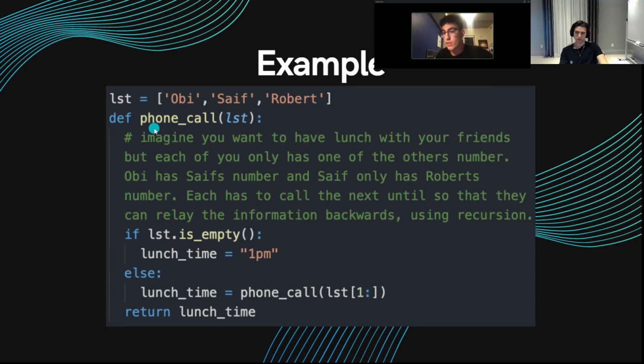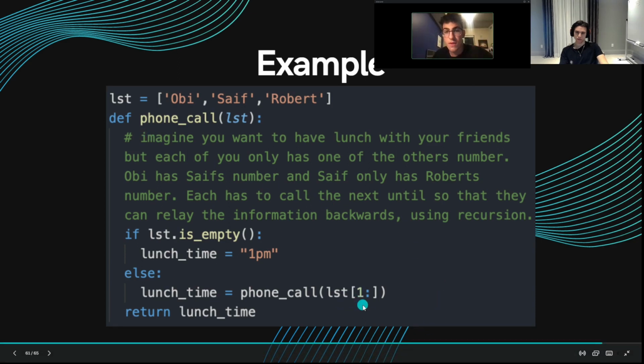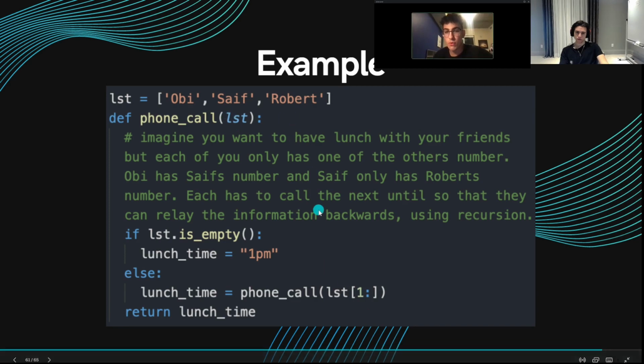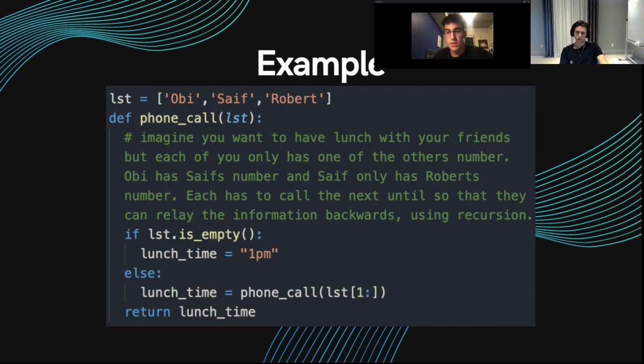So for Obi to get this information, he has to call Safe. That's the first phone call function. And since the list isn't empty, the lunchtime equals phone call of just Safe and Robert. So then Safe uses the phone call function on the list Safe and Robert, and the list still isn't empty. So the lunchtime equals phone call of just Robert. And actually, sorry, this shouldn't be is empty. It should just be length of 1 because Robert's the last person, but it doesn't matter. It's the same concept regardless.